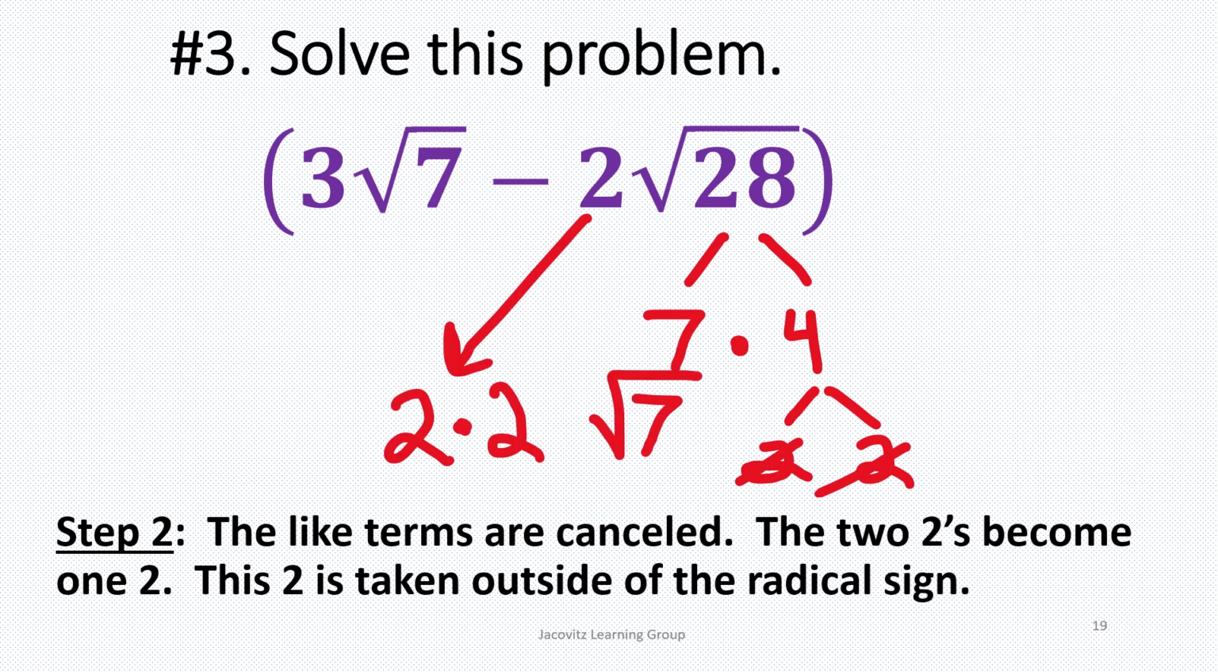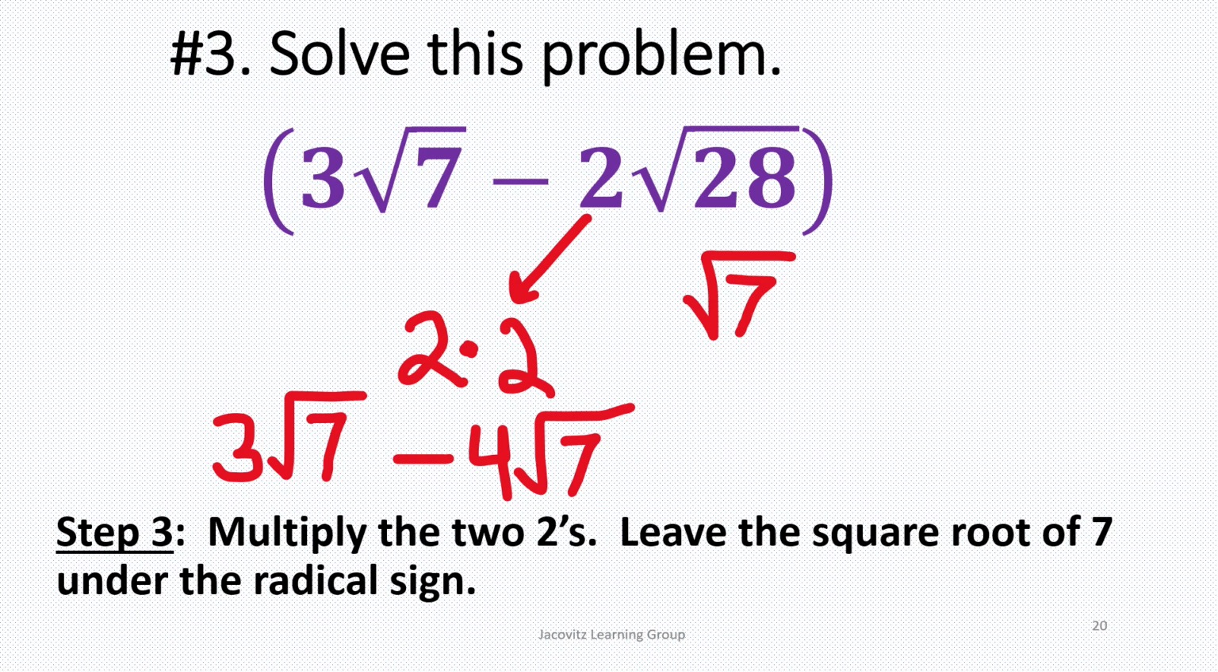So now you had 2 to the same 2. This is what we were telling you to do. This was just done on the same slide. This is just a recap of that. And now you have 3 to the square root of 7. This is from the original problem. Nothing changed. Minus 4 to the square root of 7. So what's going on, guys? Equals negative 1 square root of 7.